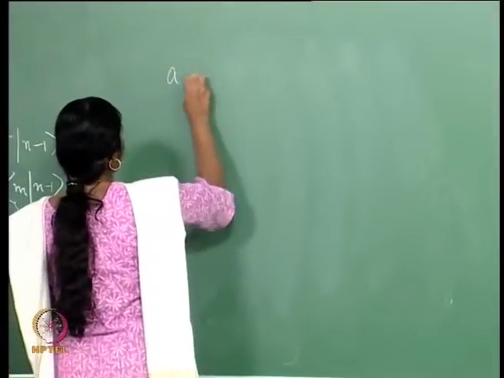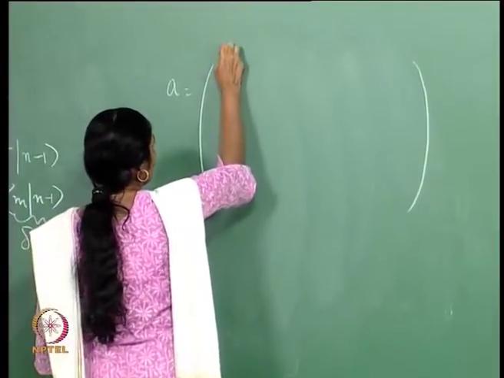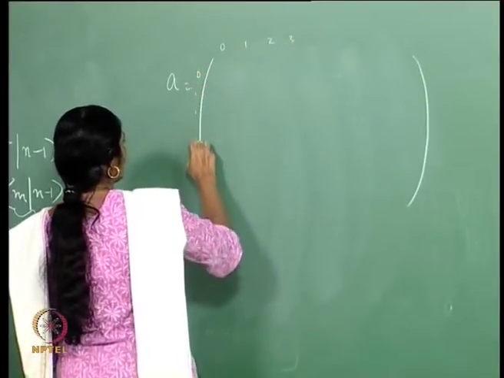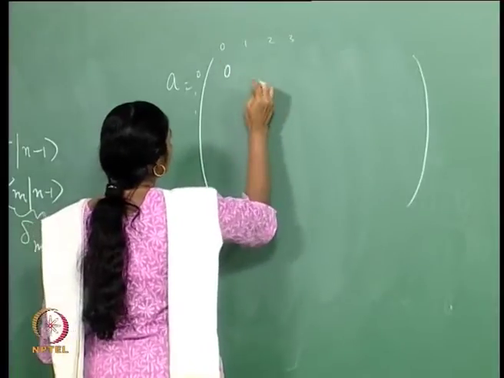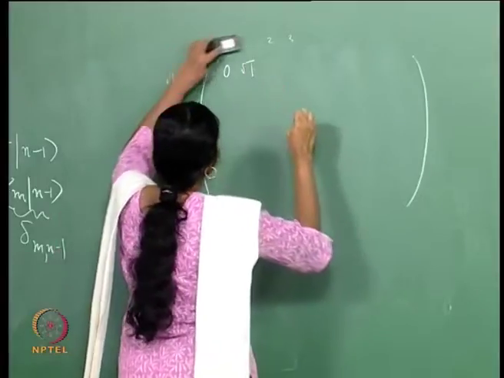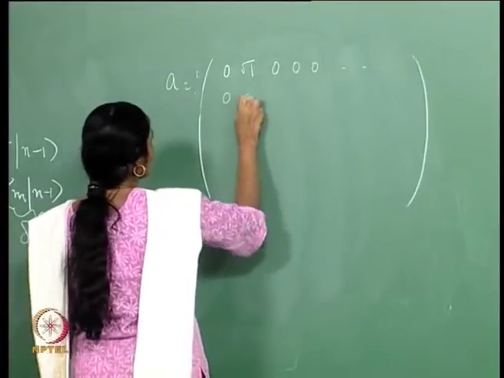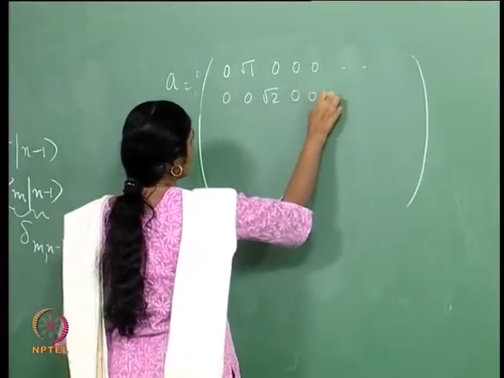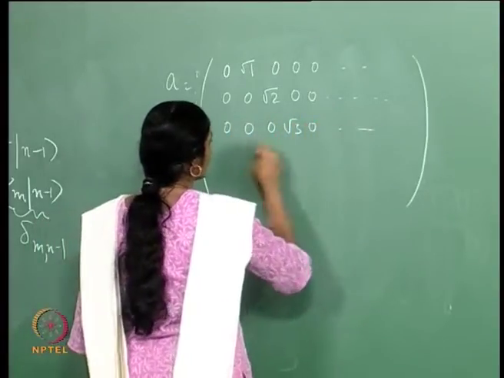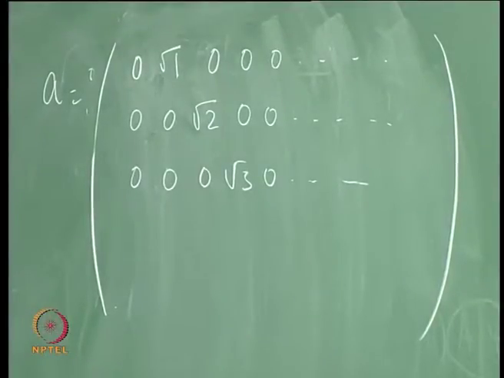So it is clear that this is again an infinite dimensional matrix, and if the rows and columns are labeled 0, 1, 2, 3 this way and 0, 1, 2, 3 that way, it is clear that the diagonal elements are all 0, and then I have 0, root 1, 0, 0 and so on, 0, 0, root 2, 0 and so on, 0, 0, 0, root 3, 0 and so on. That is how I fill up the entire matrix, and this is the matrix A.